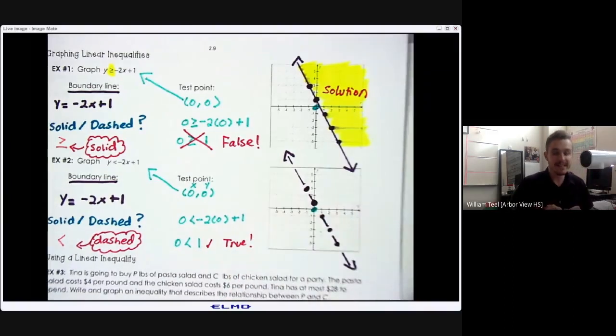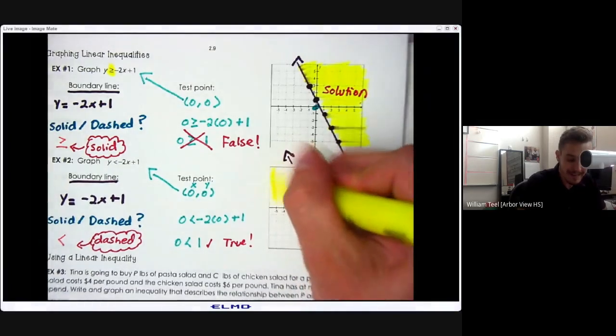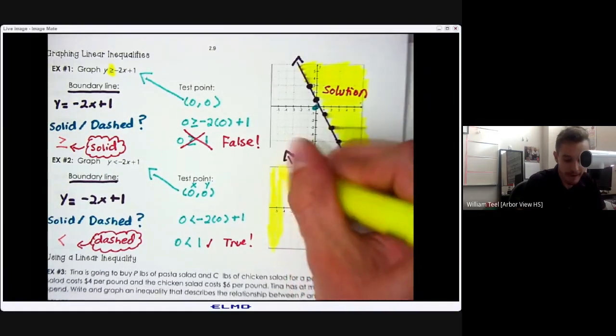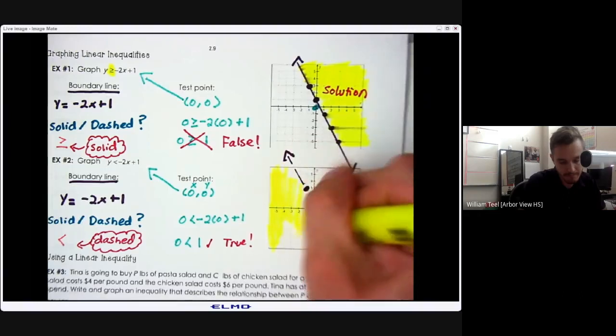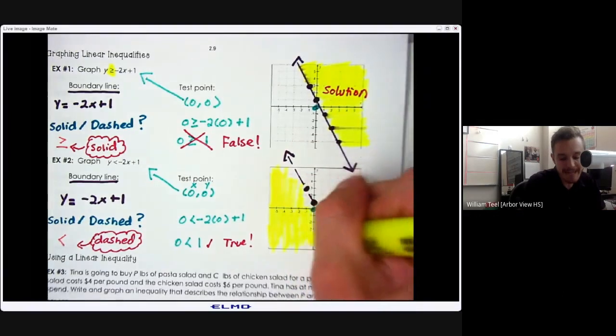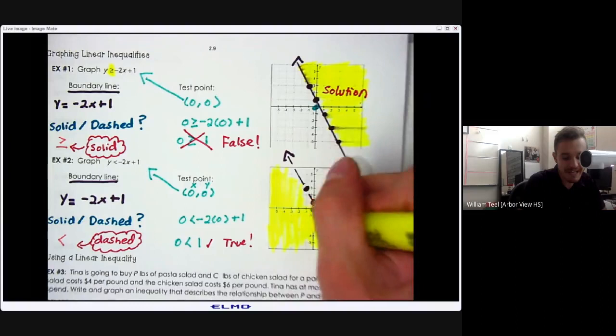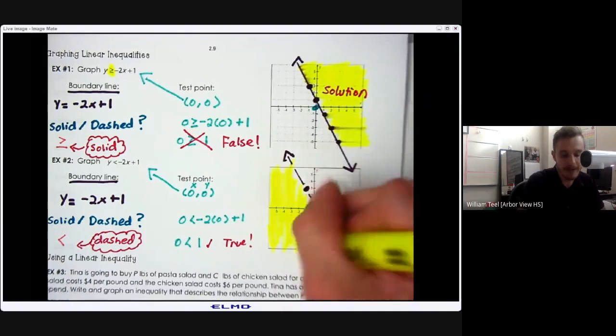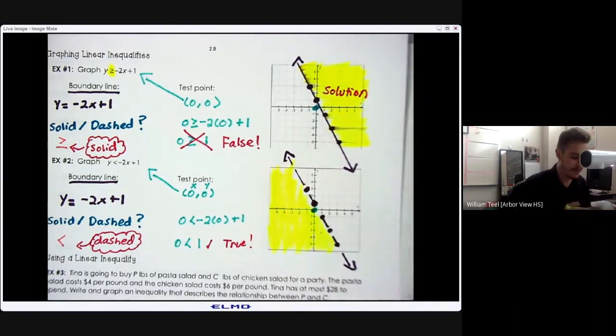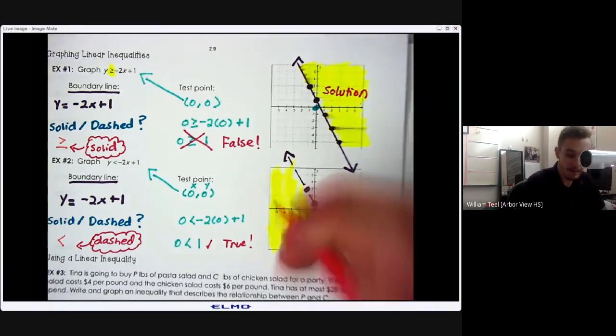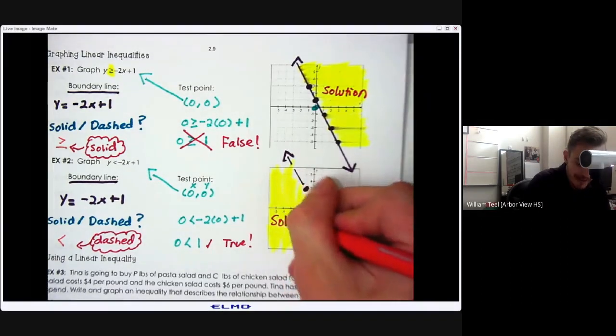It worked. So since it's true, I'm going to shade the section of the graph that includes my test point. So this time, I'm going to shade the bottom portion of the graph. So now you can see if the test point works, you are shading that portion of the graph. All right, so this is going to be the solution to my inequality.